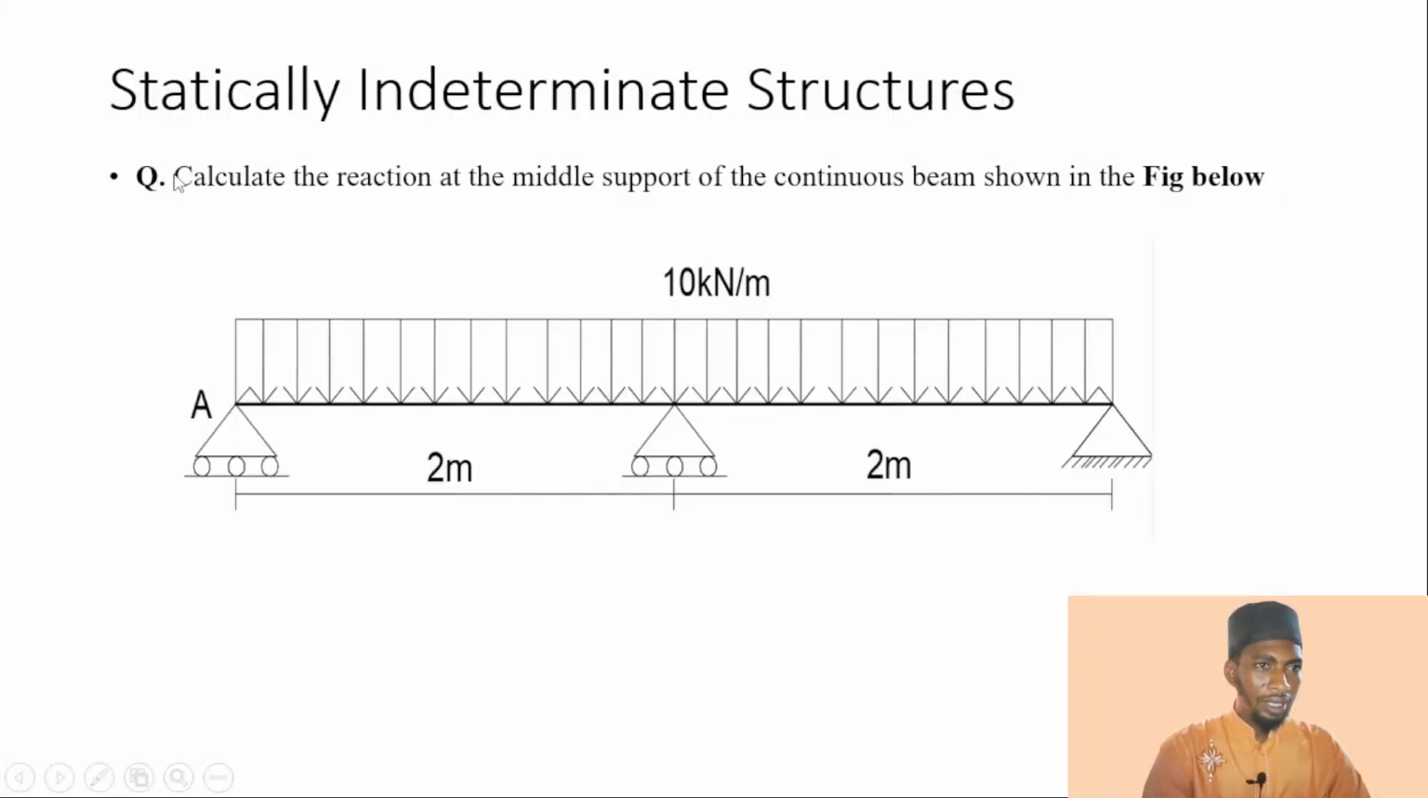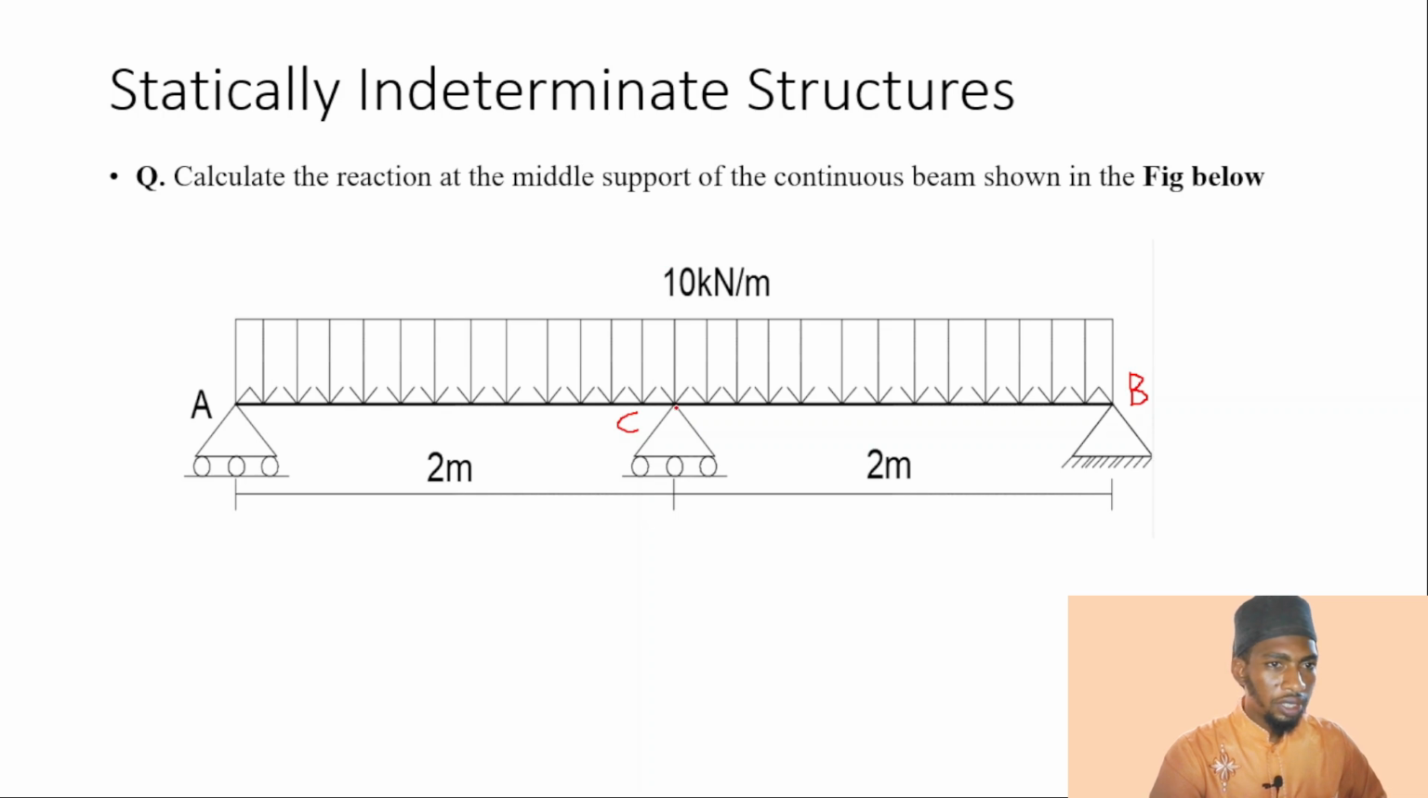The last example we are going to revise is under statically indeterminate structures, and the question says calculate the reaction at the middle support of the continuous beam shown in the figure below. So this is the continuous beam. We have 2 meters from A to C, okay, so this is point C and this is B. So we have A, B, C now. The center is C. We are asked to determine the reaction at C.